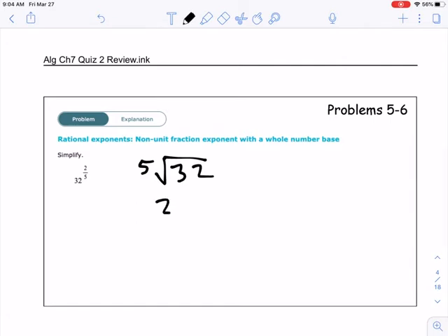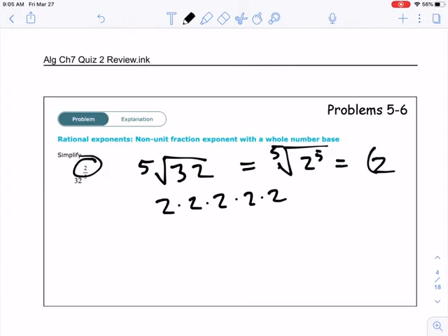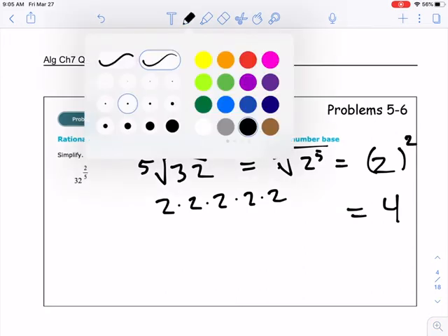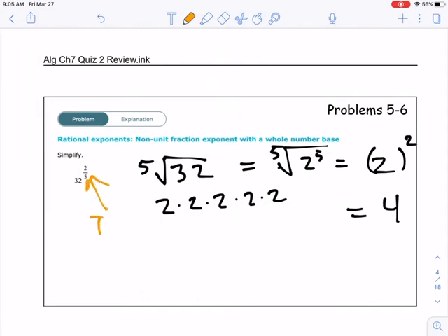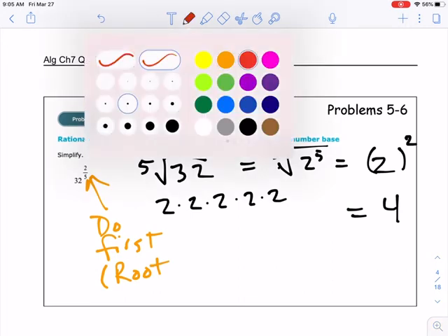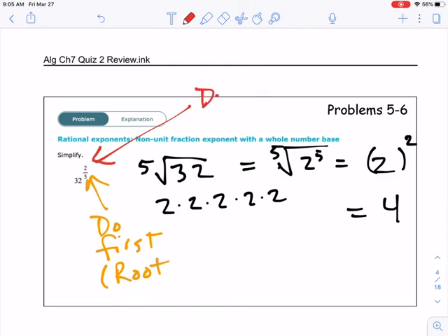If you do that, 32 is 2 times 2 times 2 times 2 times 2. So that would be the 5th root of 2 to the 5th, which is 2. And then we have to take it to that power. So we're going to take 2 to the 2nd power, which gives us 4. So with those problems, it's usually easiest to do your root first, and then the number on top, they give you the second, do second. And that's raise it to that power.